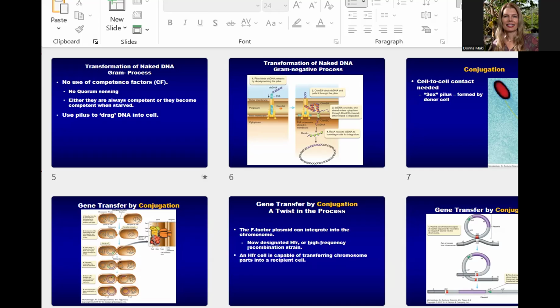So transformation, what's another one? Conjugation. All right, that's with the plasmid transfer. Is it the whole plasmid that gets transferred? Whole plasmid? One of the two. One strand, okay.